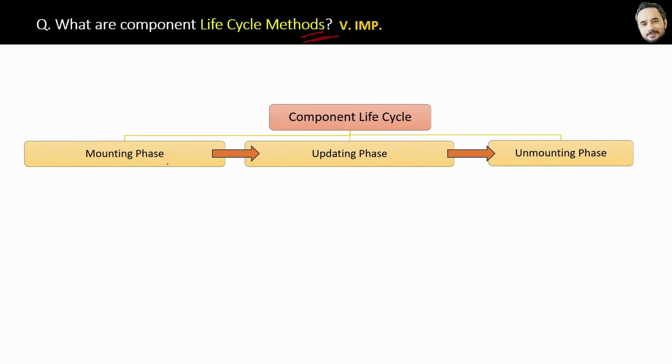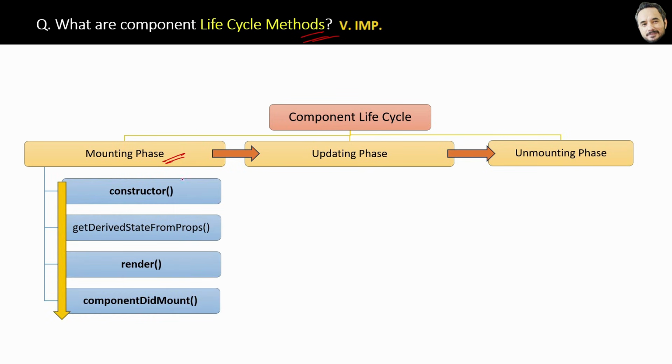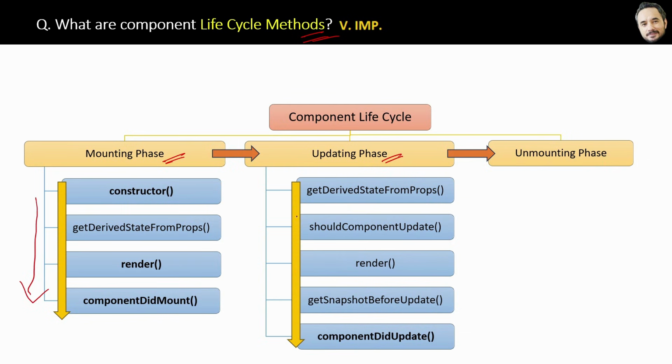Now each phase has some lifecycle methods that will execute in sequence. The first mounting phase has 4 lifecycle methods that will execute one by one in this sequence only. Then after the mounting phase, the updating phase will execute, and here are the 5 lifecycle methods of the updating phase. Again, they will execute in the same sequence.